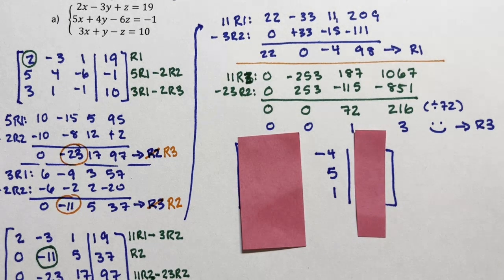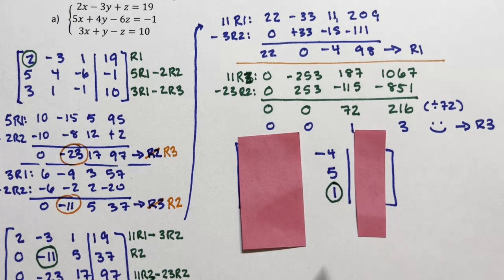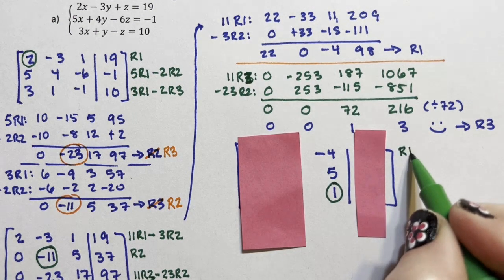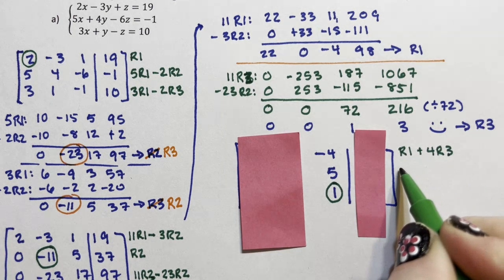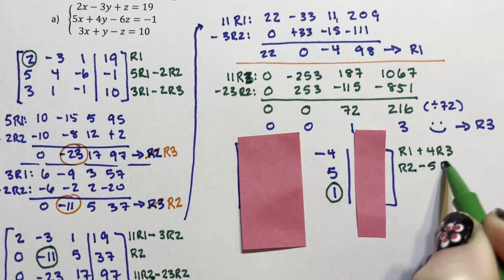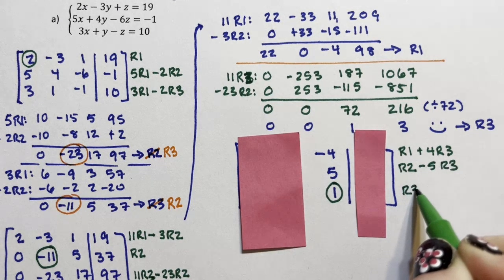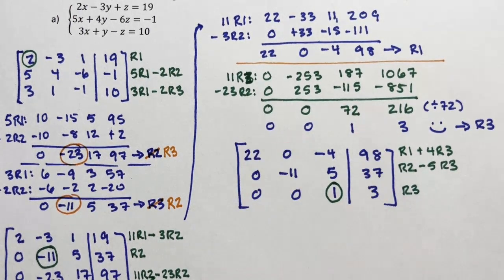We want our zeros. That's what we're going for. We have a 1 here, and we're going to use that 1 to find a few more zeros. So we are going to do row 1 plus 4 times row 3. We are going to do row 2 minus 5 times row 3, and row 3 is done. We are solid on row 3, which makes me very happy.